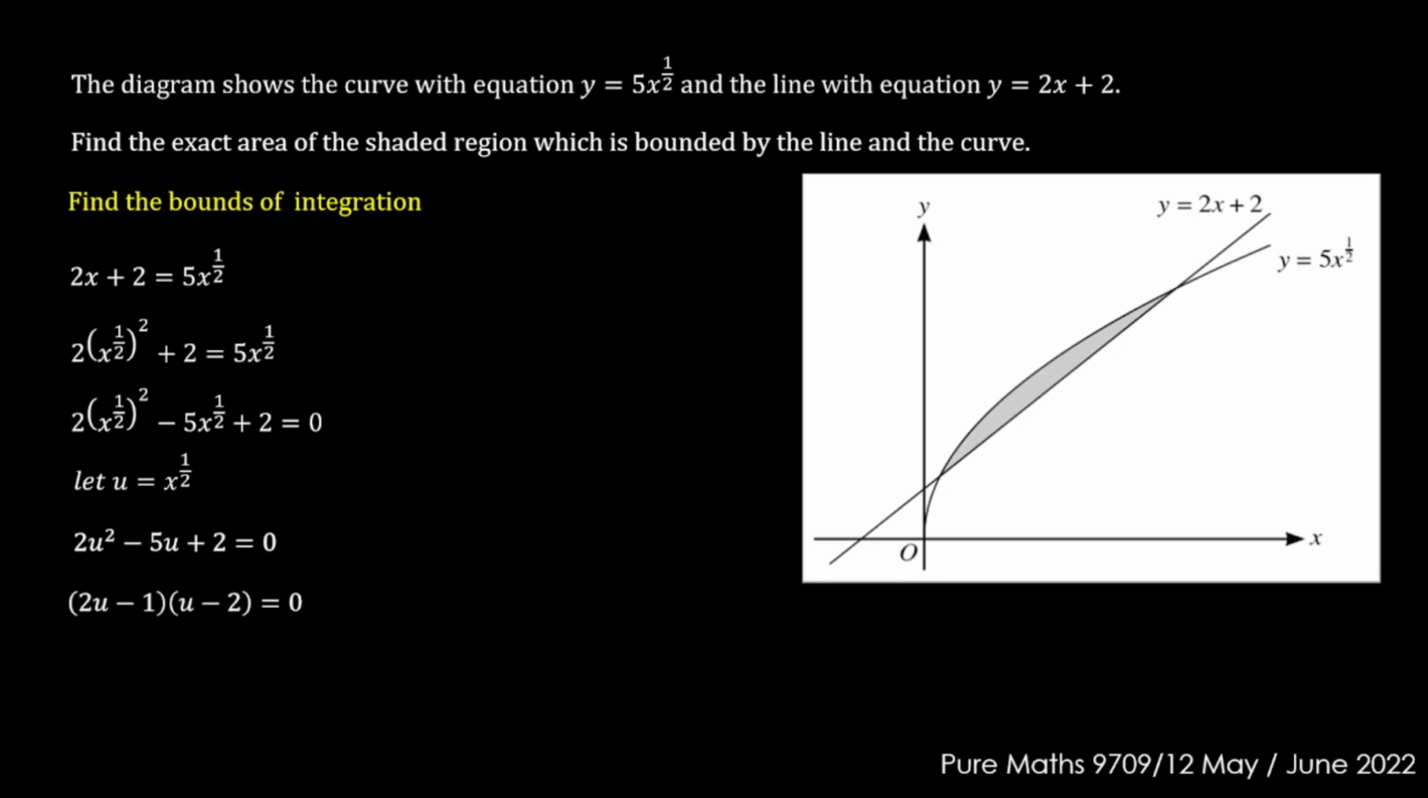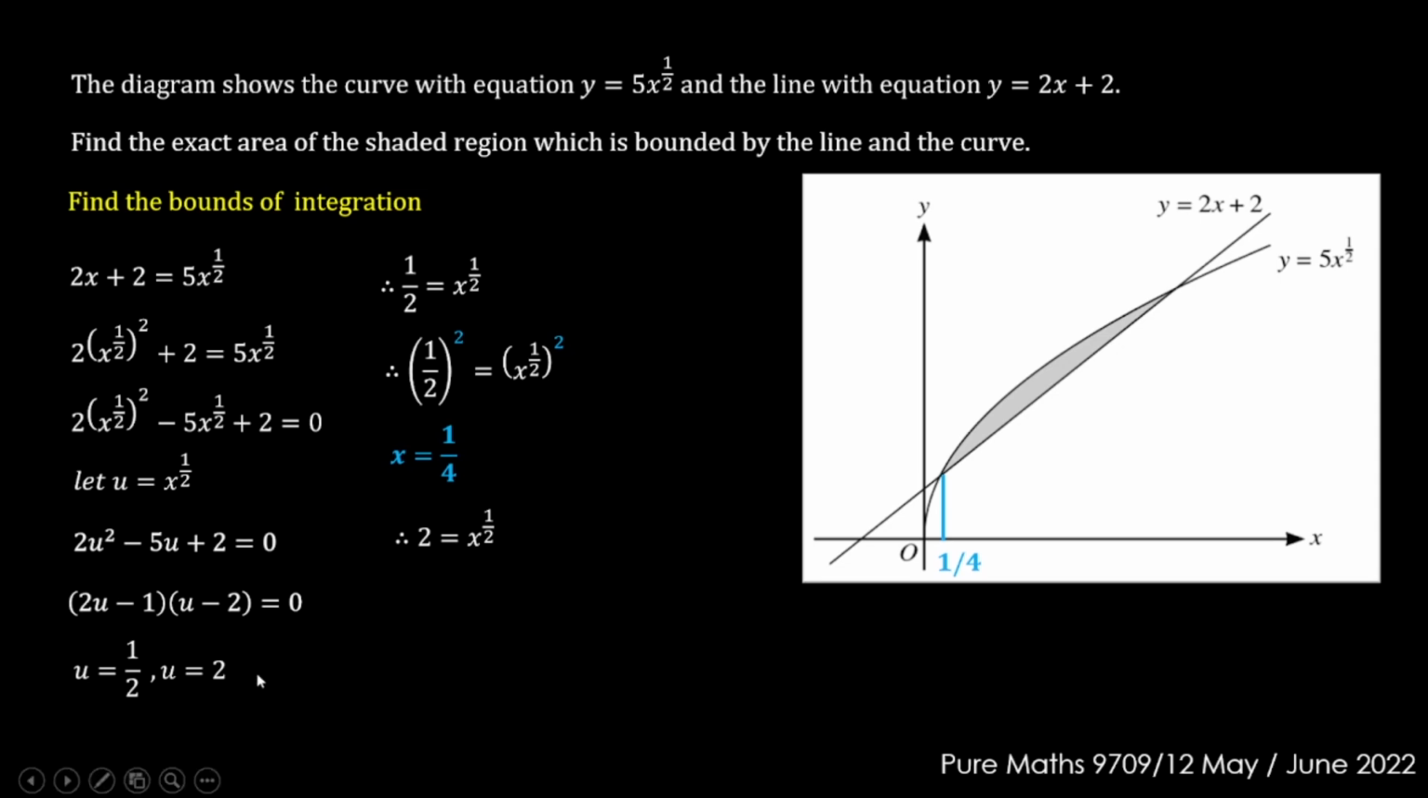And what we can do then is factorize our equation, and we can solve for u. So u equals a half, or 2. Go back to our original substitution, u equals x power half. So we can write half equals x power half. Now square both sides. So x will be equal to a quarter.